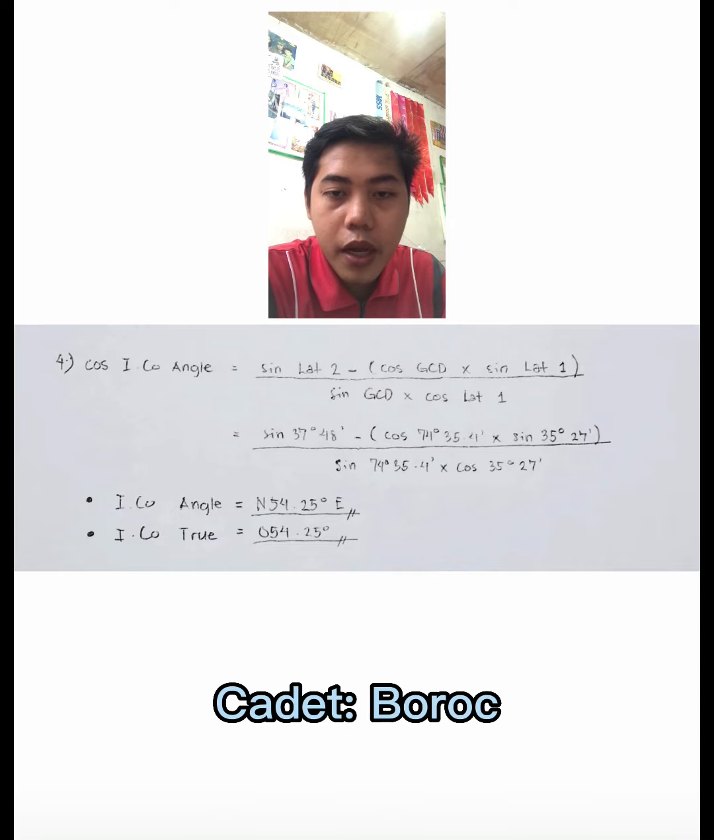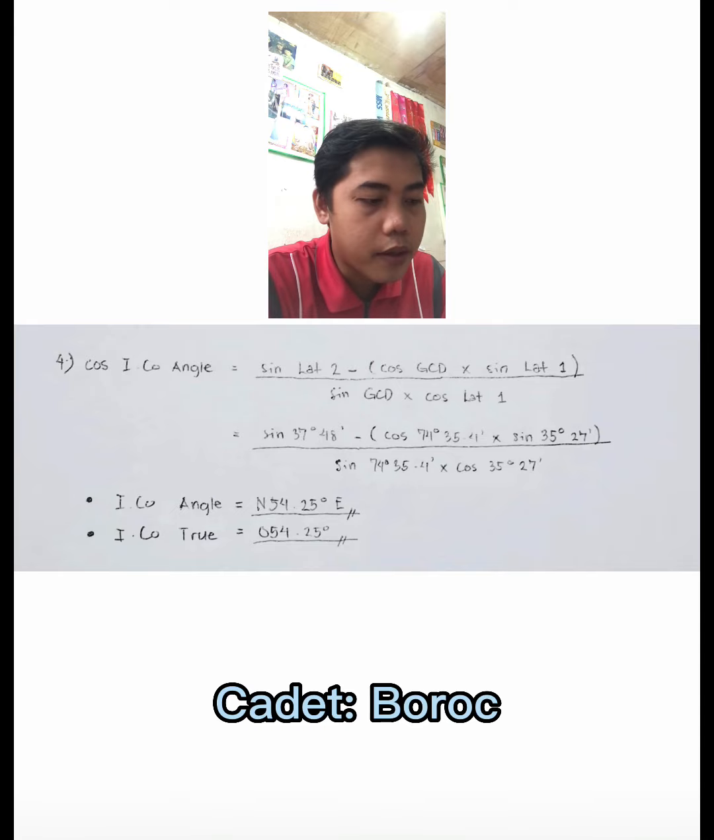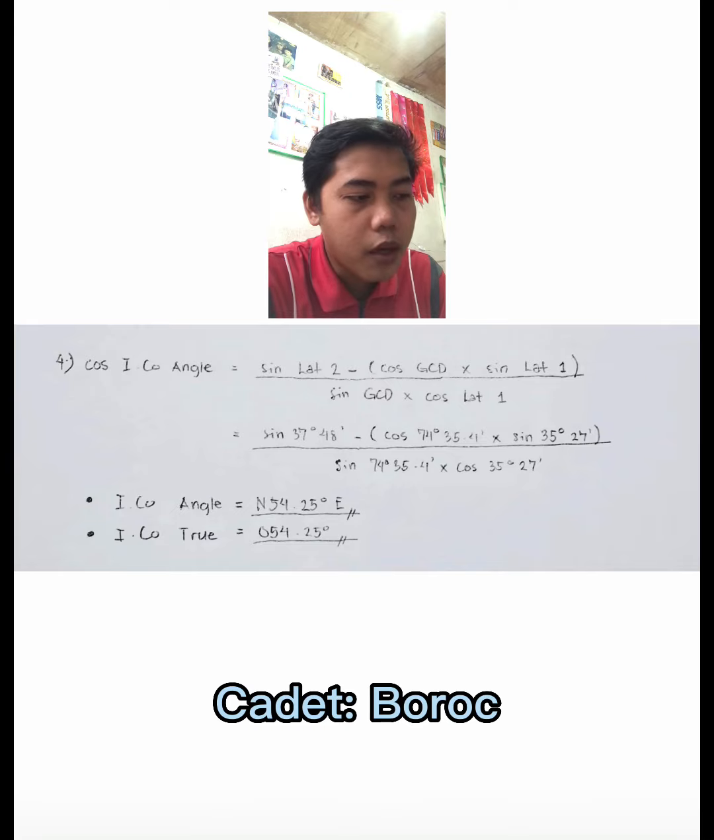Hi, good afternoon. I am Cadet Borok, and my topic is about how to solve the initial angle and initial true. So first, this is the formula: cosine initial angle equals sine latitude 2 minus cosine great circle distance times sine latitude 1 divided by sine great circle distance times cosine latitude 1.